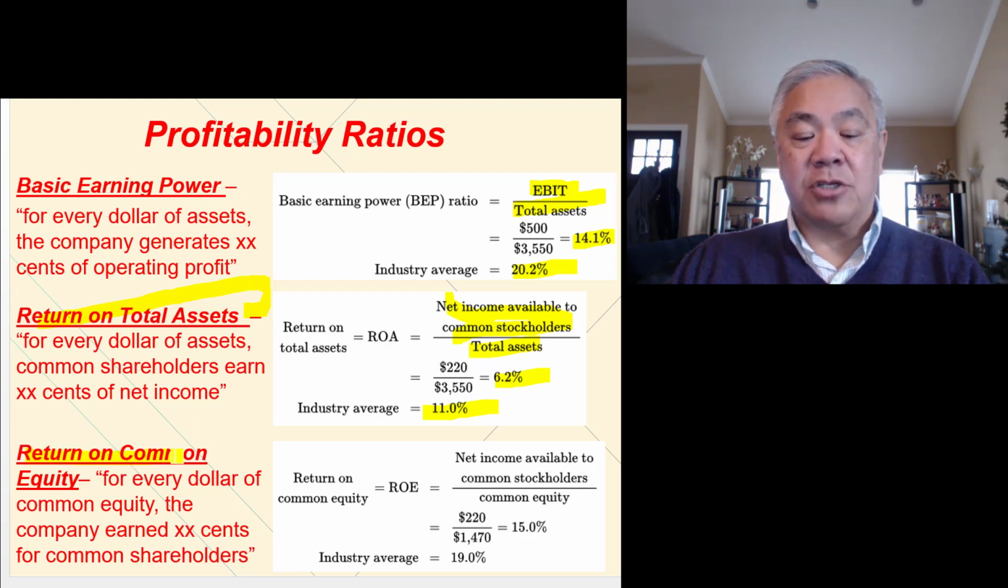The final one in this section is return on common equity. Here, it's net income for common shareholders divided by common equity. The total here is 15%, which means for every dollar in common equity, the company makes 15 cents. Seems okay because it's profitable. However, once again, the industry at large makes 19%. So we lag, once again, the industry.